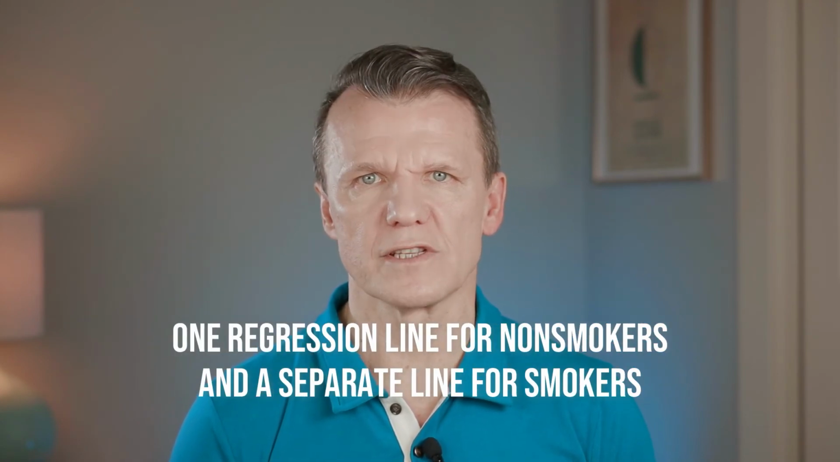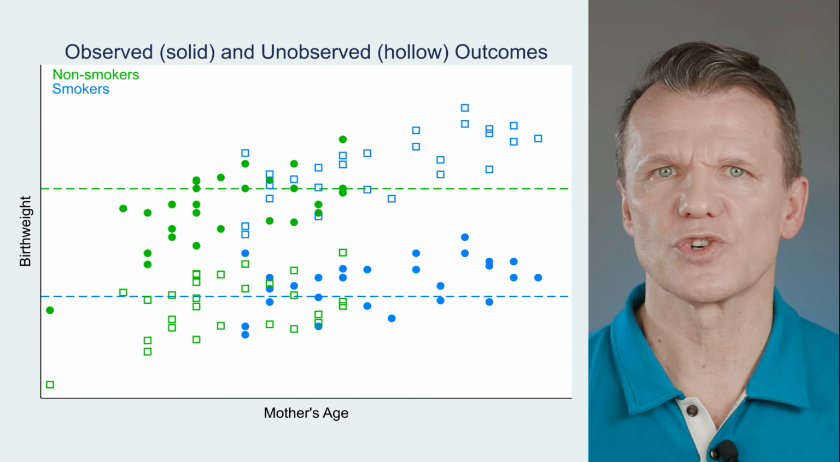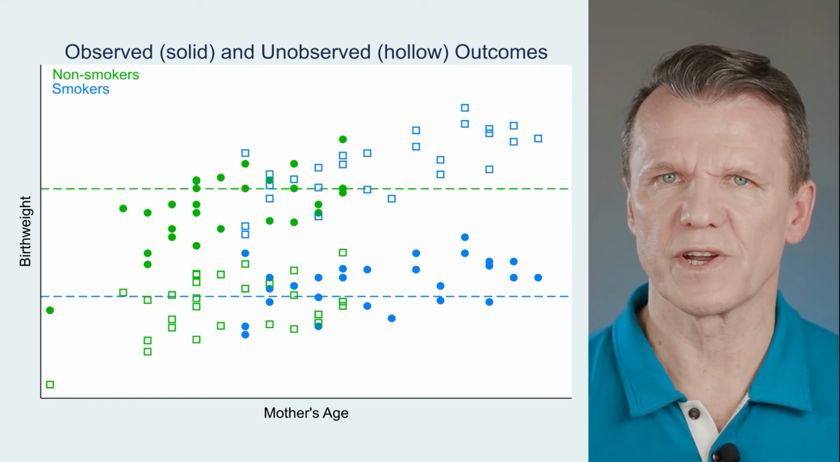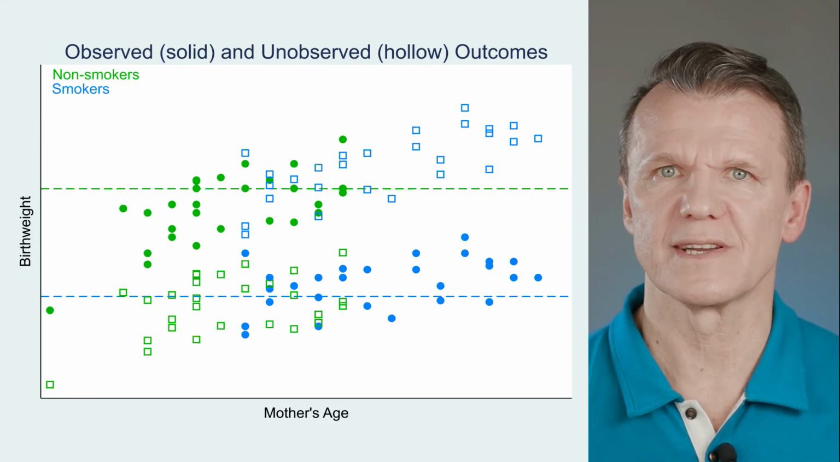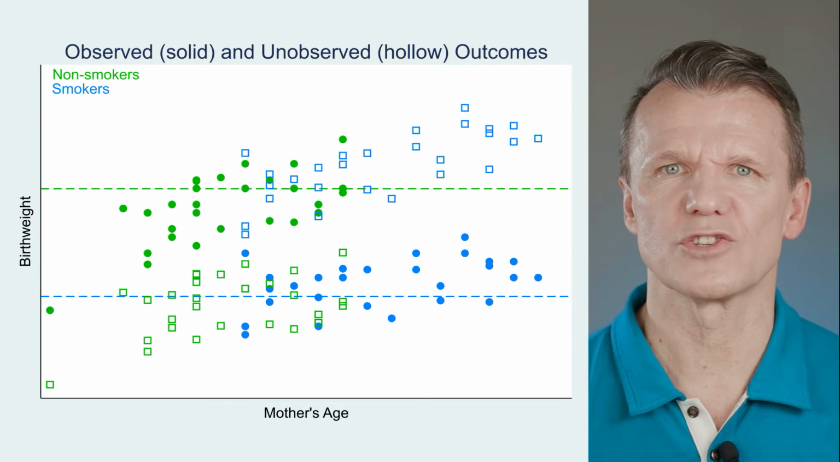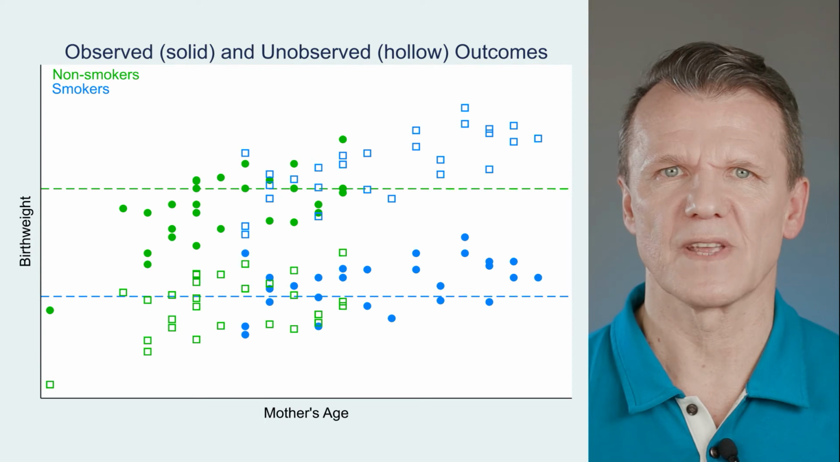The next graph is crucial for understanding the counterfactual nature of our calculations. We have one regression line for non-smokers and a separate line for smokers. Hollow squares show the expected weights. Blue squares for smokers had they not smoked, and green squares for non-smokers had they smoked. The dashed lines show marginal means for the weight at birth by smoking habits, if all smoked versus no one smoked. The marginal contrast between non-smokers and smokers is now 376 grams.